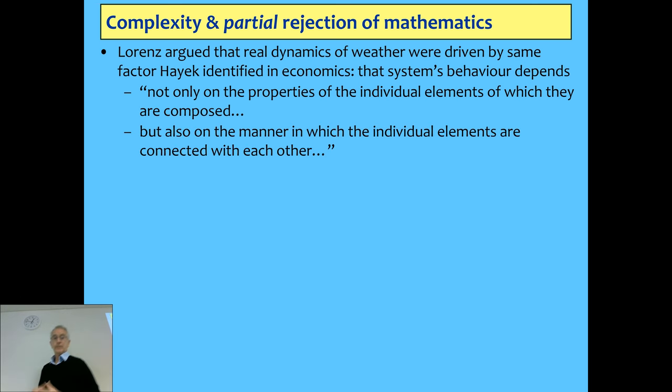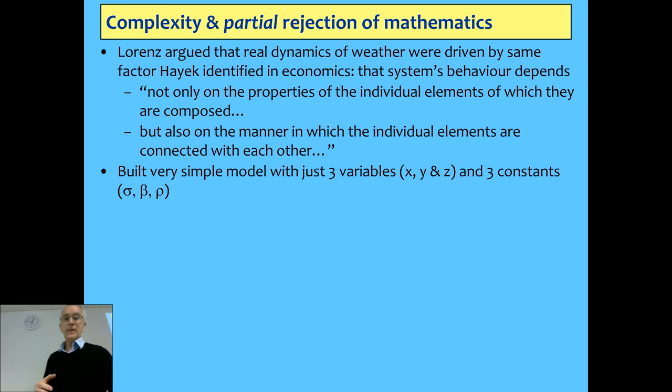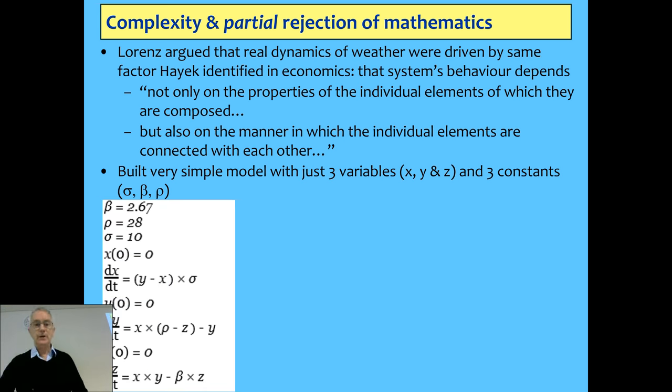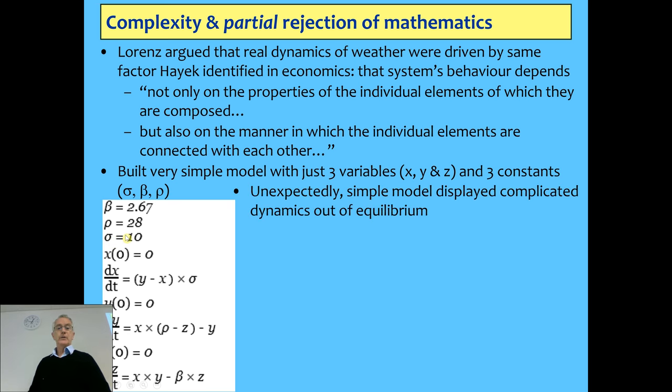So the connections matter. And what Lorenz did, I won't try to explain how he did it because it's incredibly complicated mathematics, but he ended up with a model of just three variables and three constants to describe the fundamentals of the weather. That's it, which sounds really, really simple. And that's the set of equations done in my software package, Minsky. I'm hoping my mouse has woken up. It still hasn't. Okay. So beta, rho, and sigma were the values he had. X, Y, and Z were the variables, and these are the equations. Do they look simple to you?